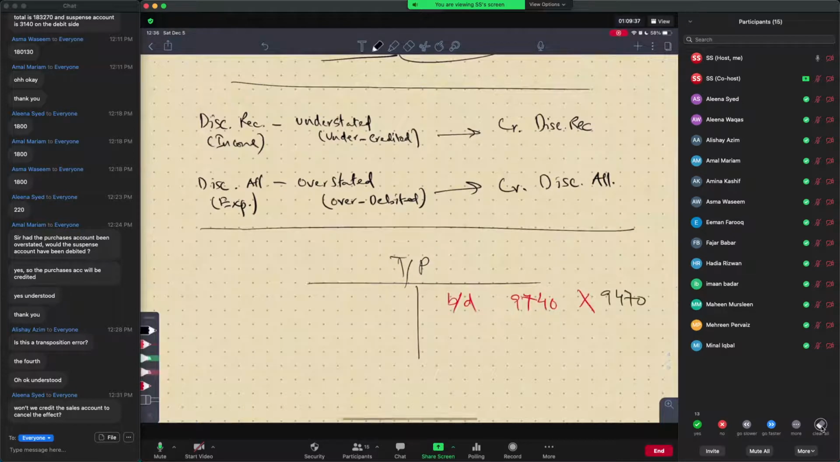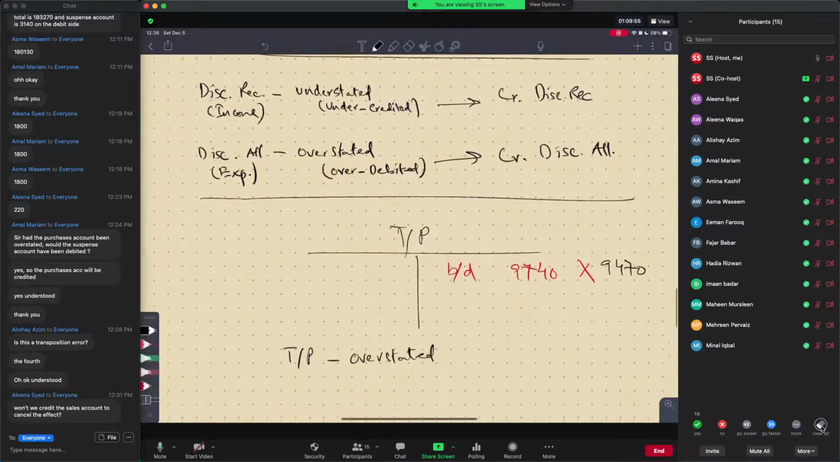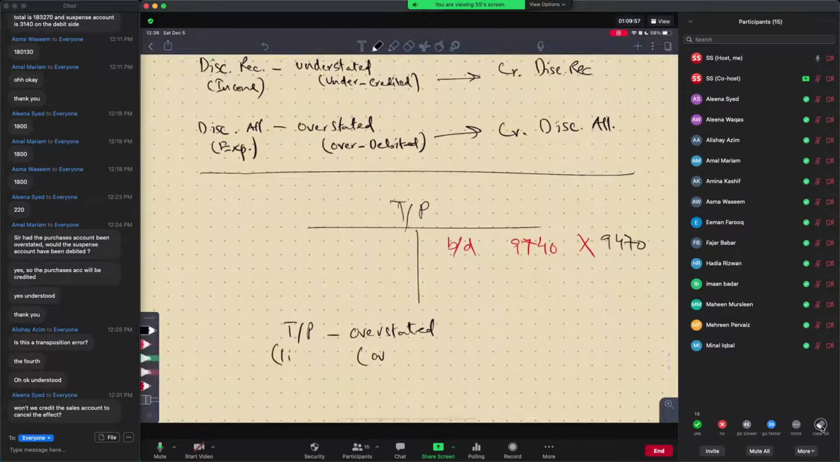In other words, the credit side balance brought down has been overstated. So basically, trade payables have been overstated, that means over credited, because trade payable is a liability by nature. So it has been over credited.